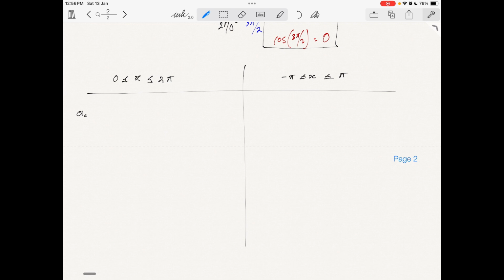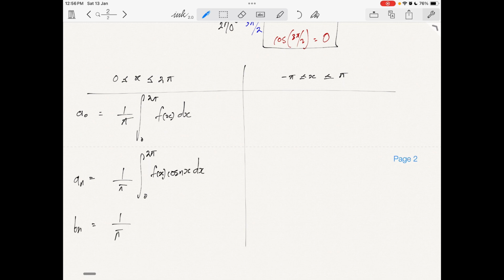Now we evaluate a naught. What is the formula for a naught? A naught is 1 over pi integral of 0 to 2 pi of function f of x dx. An, on the other hand, is 1 over pi, the range is 0 to 2 pi, f of x cos nx dx. And bn is 1 over pi from the range of 0 to 2 pi of f of x sine nx dx.